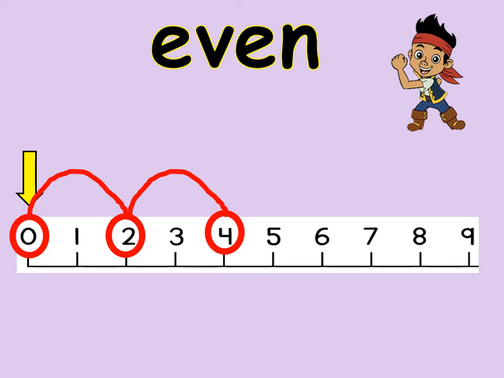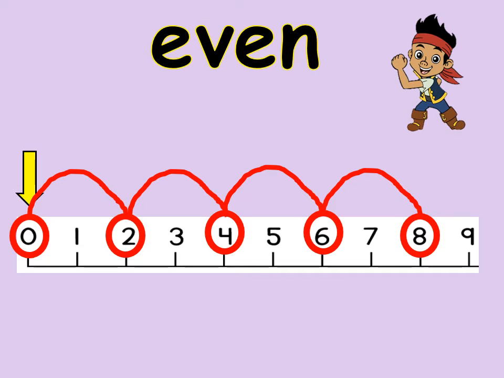And then we go to 5. Nope, we skip over 5 and go to 6. There's our next even number. Skip over 7, and we go to 8. And there you have it, our 5 even numbers. 0, 2, 4, 6, 8.